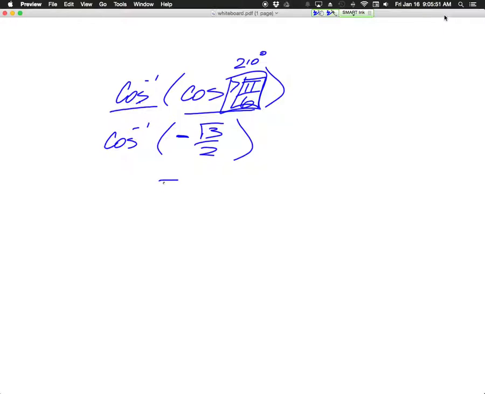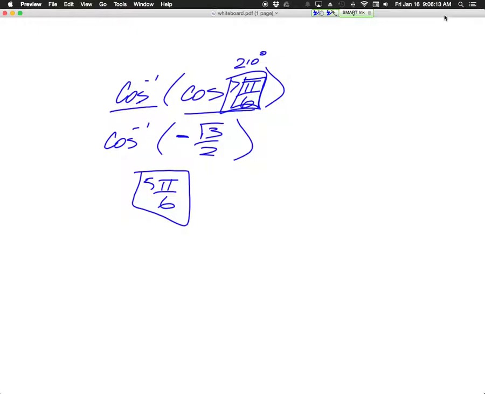Pi over 6. But what do I do with negatives and inverse cosine? That's going to be one less. So my actual answer is 5 pi over 6, because 5 pi over 6 is in my range, whereas 7 pi over 6 is not. Yes. So if you have anything that's doing 8 pi over 7, 6 pi over 7?